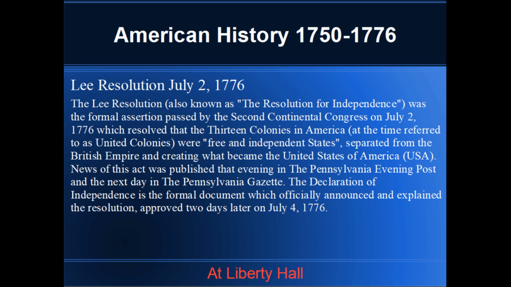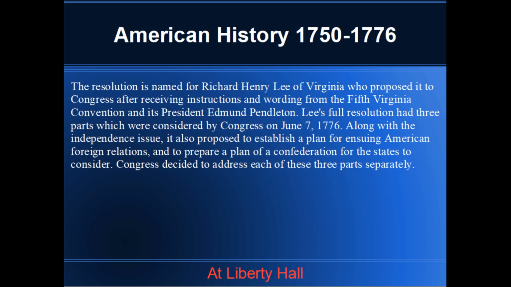News of this act was published that evening in the Pennsylvania Evening Post and the next day in the Pennsylvania Gazette. The Declaration of Independence is the formal document which officially announced and explained the resolution, approved 2 days later on July 4, 1776. The resolution is named for Richard Henry Lee of Virginia, who proposed it to Congress after receiving instructions and wording from the 5th Virginia Convention and its president, Edmund Pendleton.